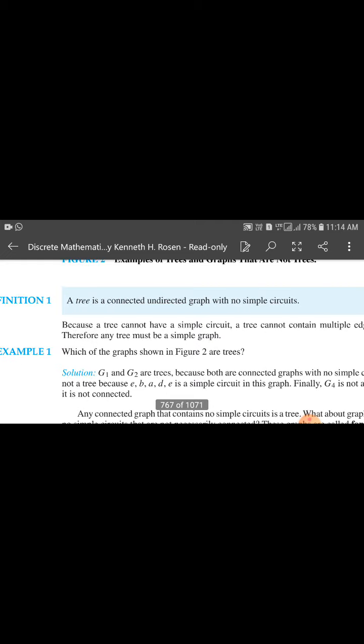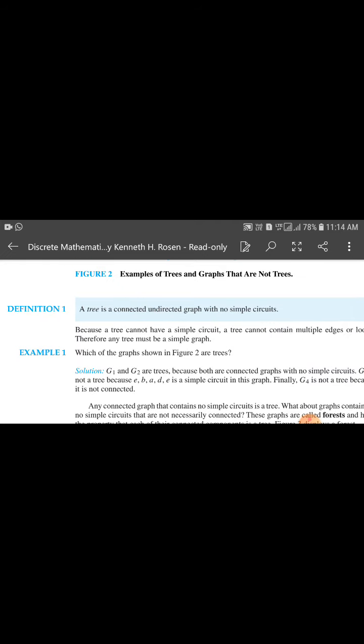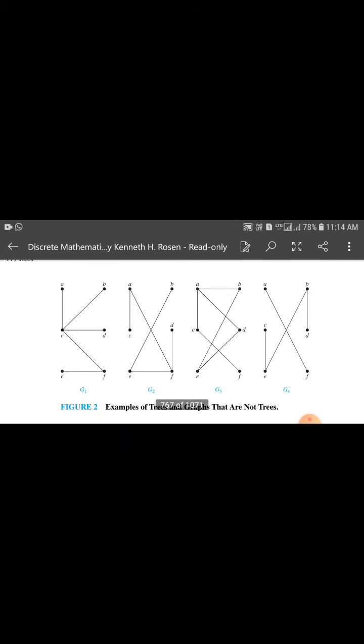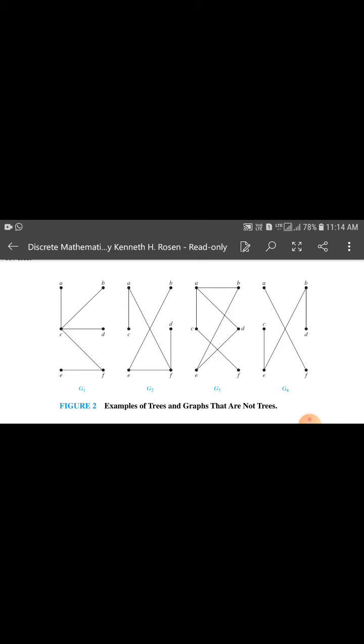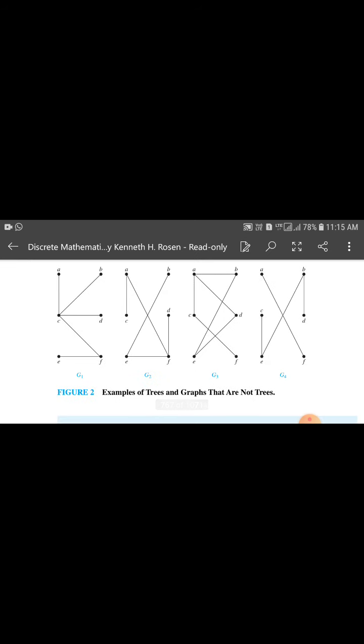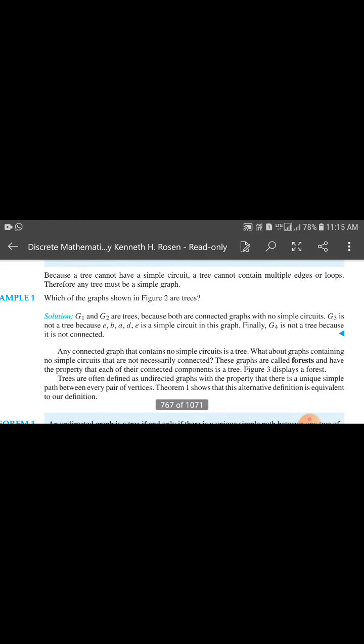Now observe, which of the following graphs shown in figure 2 are trees? Observe figure 2 and see which are trees. Okay. Now we will see here G1. What happens in G1? Whether G1 is a tree or not, G2 like that, G3, G4. Okay. So if you observe, G1 and G2 are trees. The remaining are not trees.